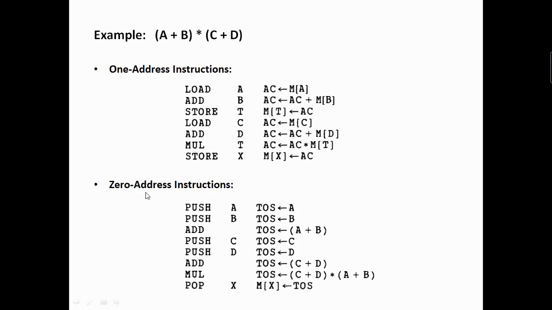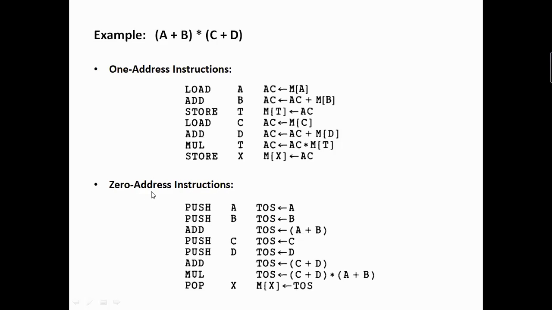There is another category which we call zero address instructions. These types of instructions are generally used in those computers which have a stack organized way of executing programs. So there is a part of memory which has a stack in it. The CPU puts everything on the stack and then performs the operation. So it does not communicate with the registers here.